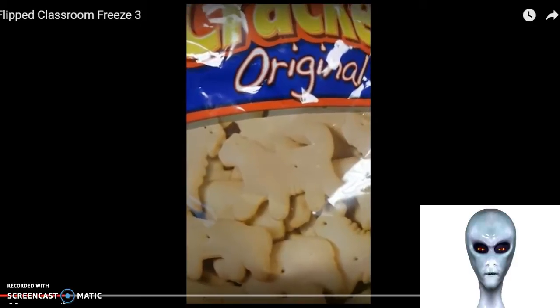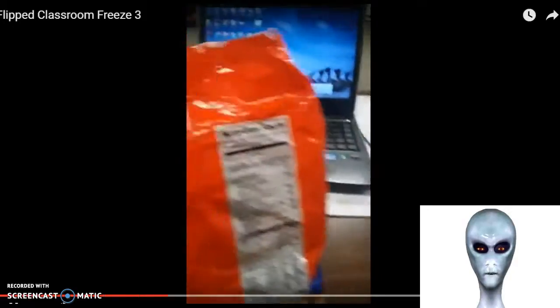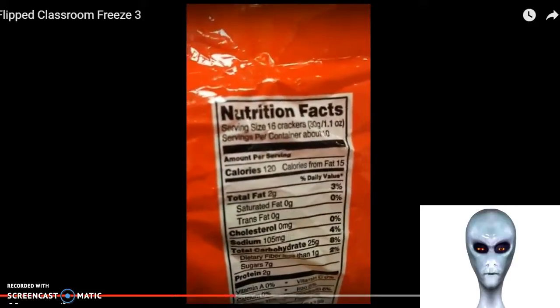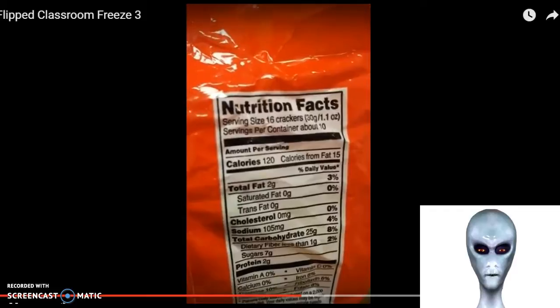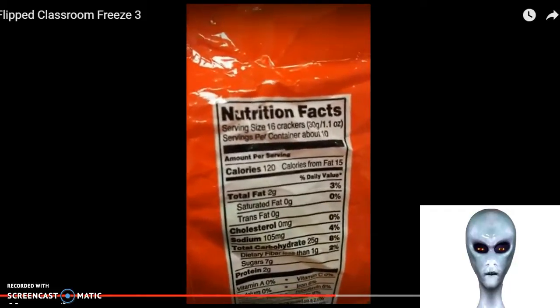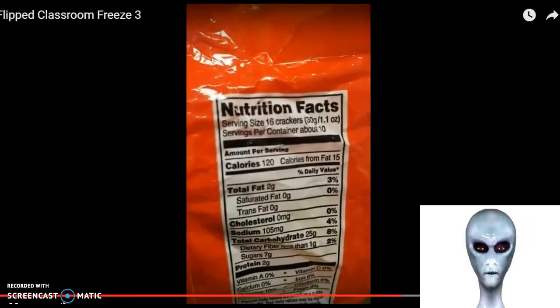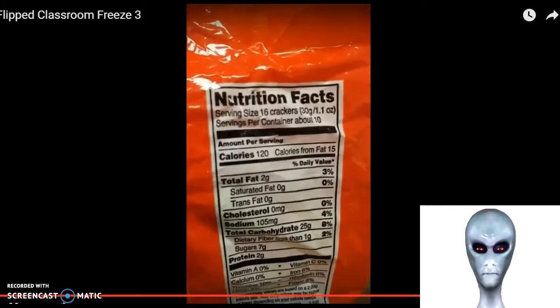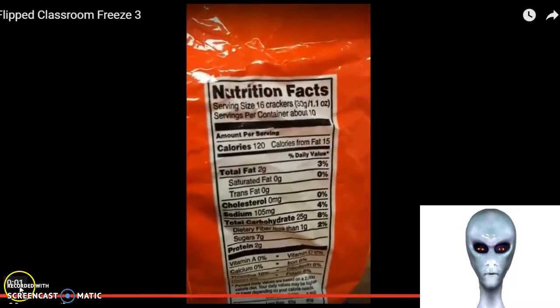Welcome back to the Fallstick Flipped Classroom Freeze. This is a bag of animal crackers. The serving size is about 16 crackers, and there's about 10 servings per bag. How many crackers are in the bag? What I want you to do is put your answer at the bottom of the graphic organizer. Alright, back to the show, or PowerPoint, or whatever.